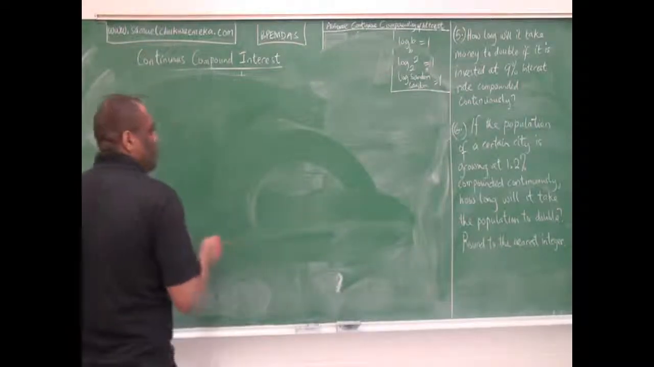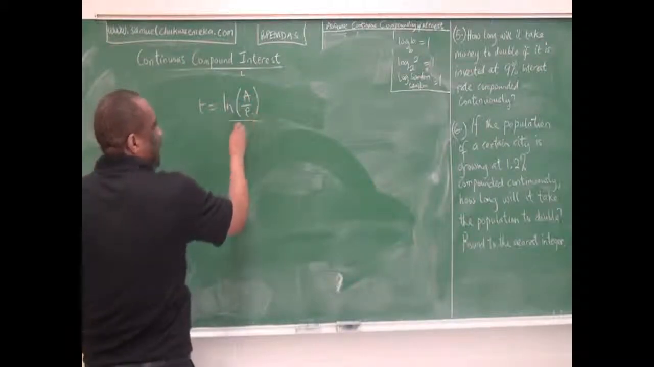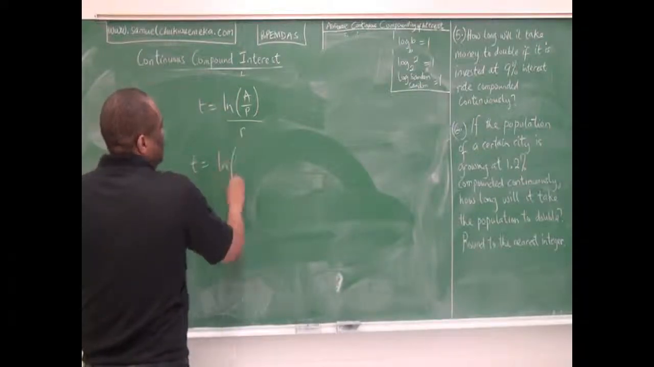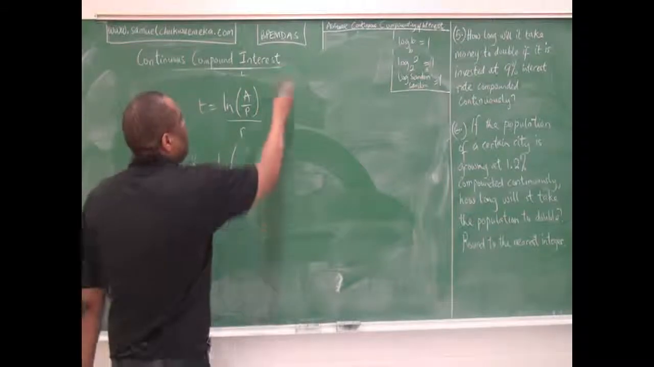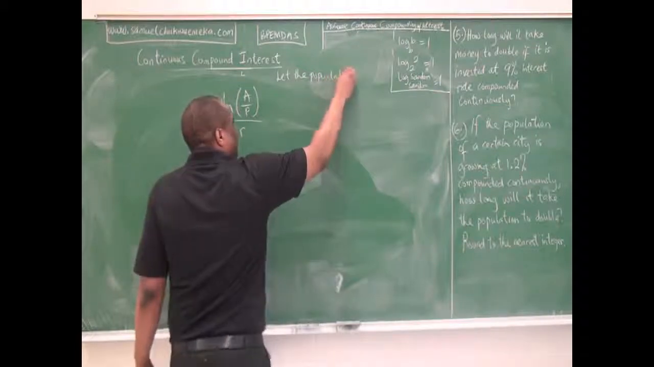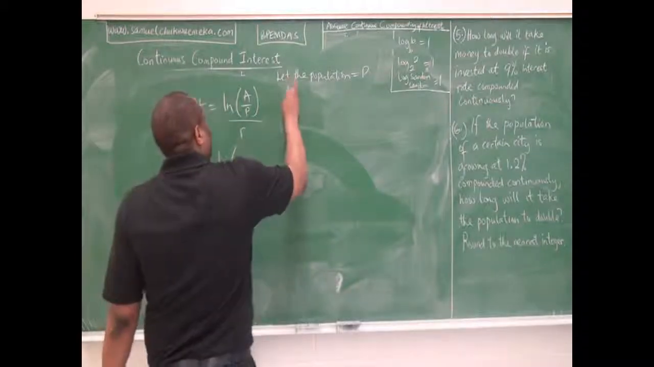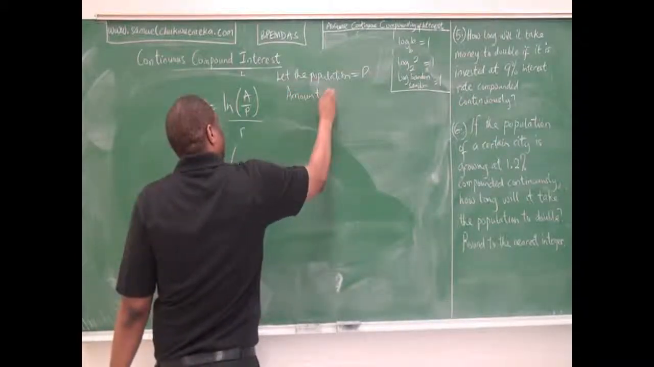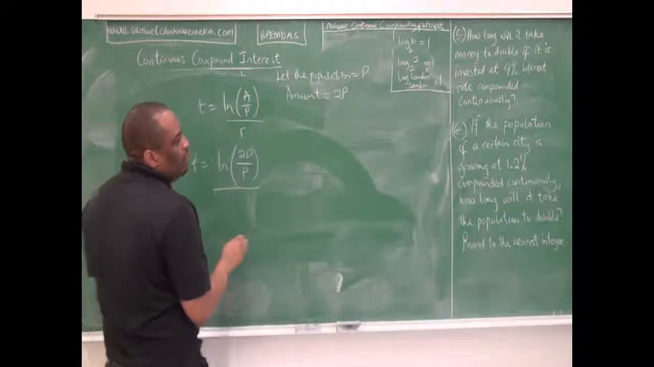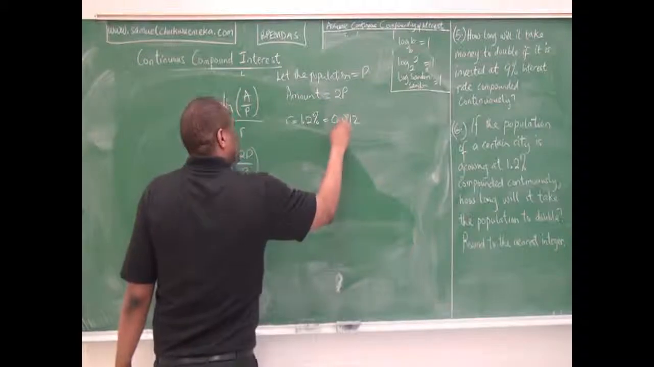So what did we get? T is equal to ln(A over P) all over R, right? We want the population to double. So let the population be P, and that is the principal. Number 6 is similar to question 5. The amount you want later on is double, 2P. So this is 2P over P all over R, where R is 1.2%, which is 0.012.